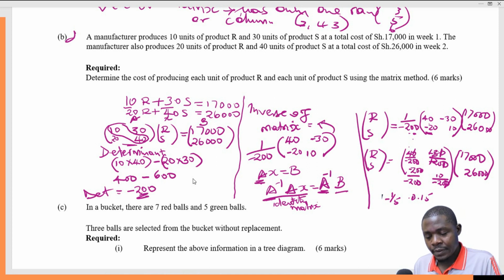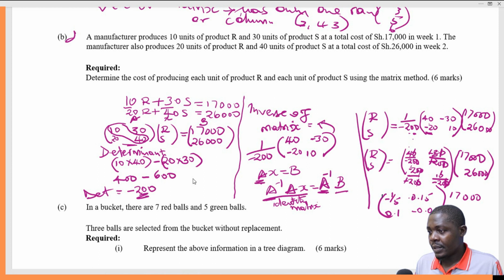The same applies to this one. We have negative, negative cancel, 0, 0. In that case, we are going to have 0.1, and then equally here, we get negative 0.05. It's equal to 17.26. Now we can find the value of x, sorry, the value of r.